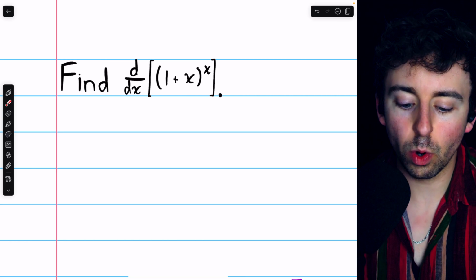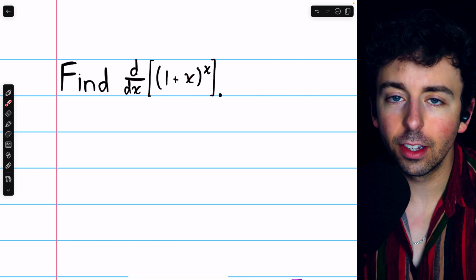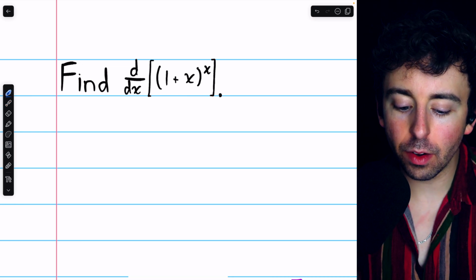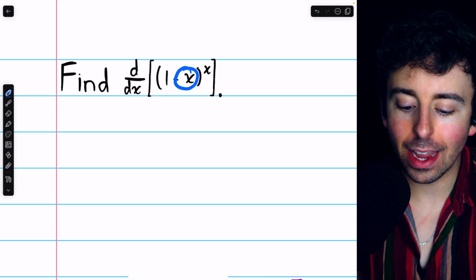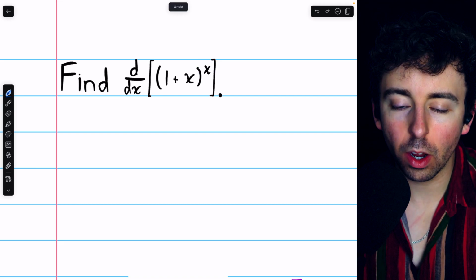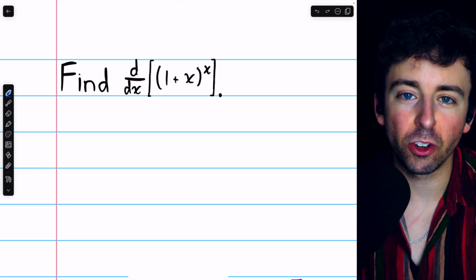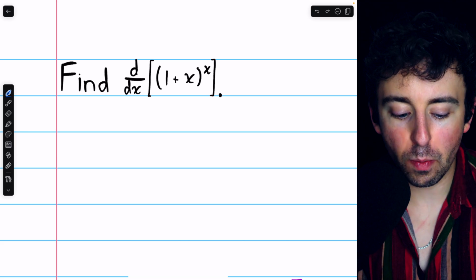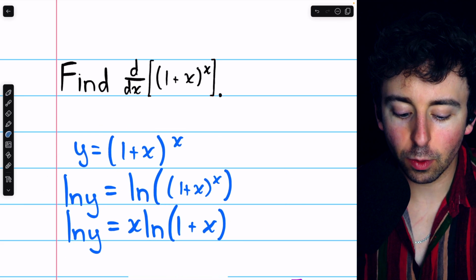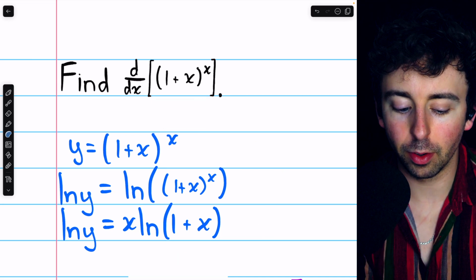How do we find the derivative of (1 + x)^x? In this example, we have our independent variable x in both the base and the exponent. So this is a classic case where you want to use logarithmic differentiation. I'll leave a link in the description to my lesson introducing logarithmic differentiation, but you may be able to understand it here even if you're seeing it for the first time.